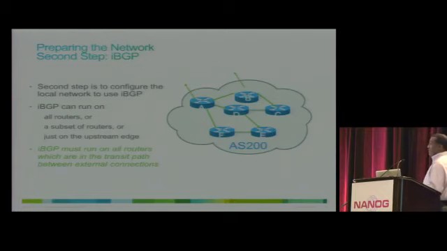And IBGP must run on all routers that are potentially used for transit traffic. Transit means transit from a customer to the rest of the internet, or transit from one customer to another, or transit from one service provider to another service provider.